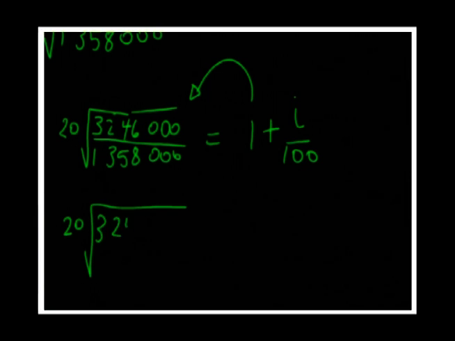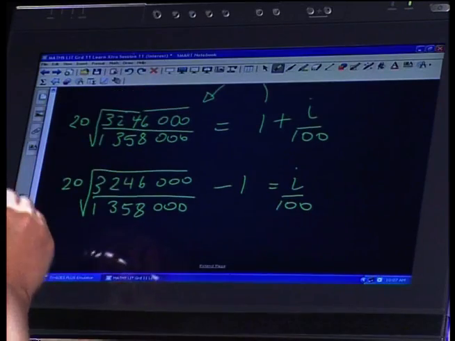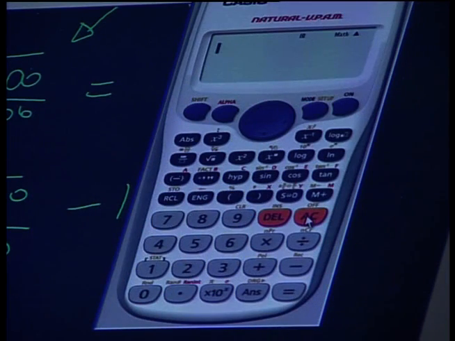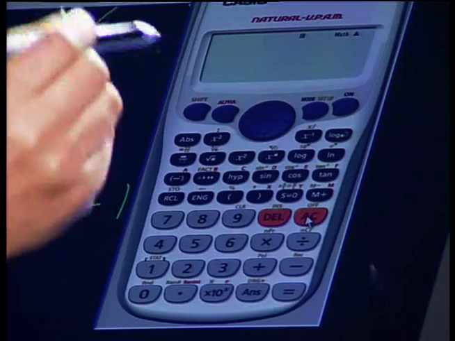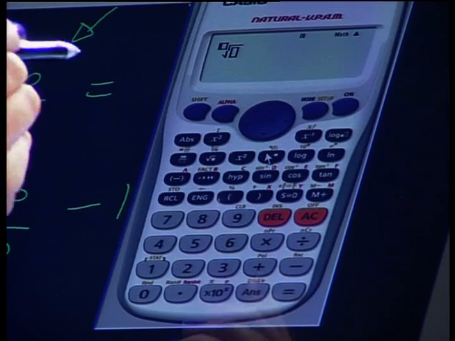I've got my 3246 and 3 zeros divided by 1358 and 3 zeros, and minus 1 is now equal to i over 100. At this stage, I'm actually going to start doing the calculations on my calculator. Up until this point, I haven't needed my calculator. So let's now get the calculator out, and first of all, we need to find this root button. It is a second function, and it is that button that we're looking for.